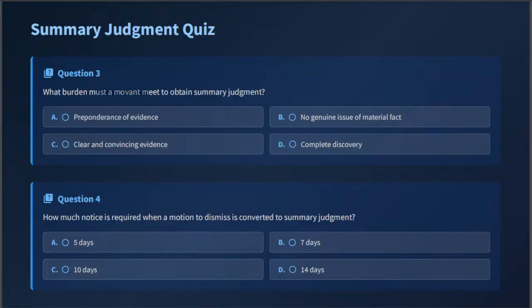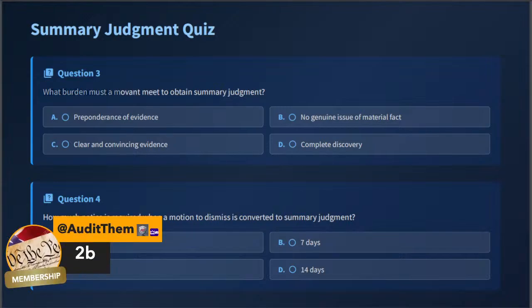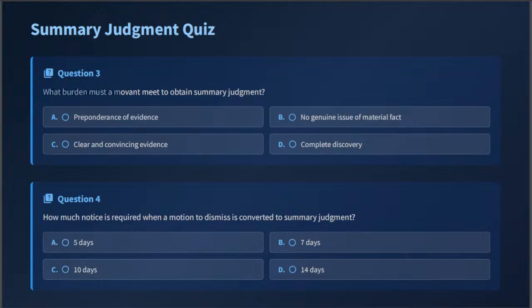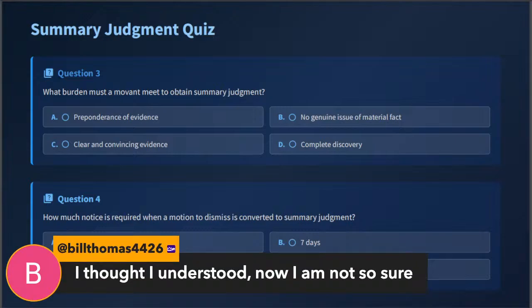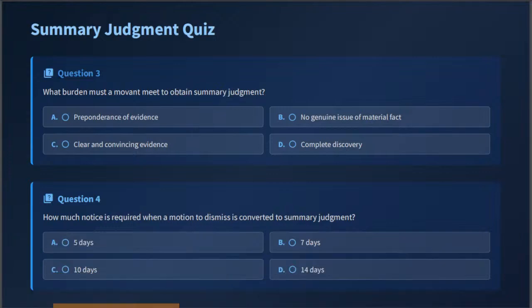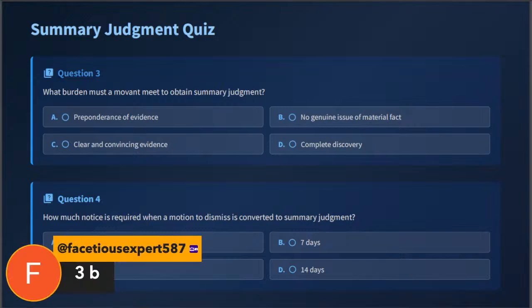You're the party moving for summary judgment, the movant. What burden must... says 2B. Yes, okay. We got 2B down, 2 for 2B. All right, now on question... Bill Plymouth 4426 says, I thought I understood. Now I am not so sure. No, that's good, because now you're getting down to the finer distinctions, which really brings you to the complete understanding, not just a cursory. Facetious Expert 587 says 3B.